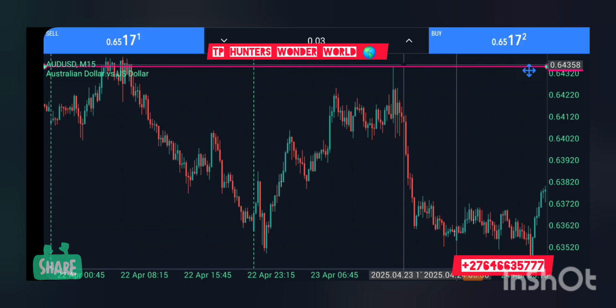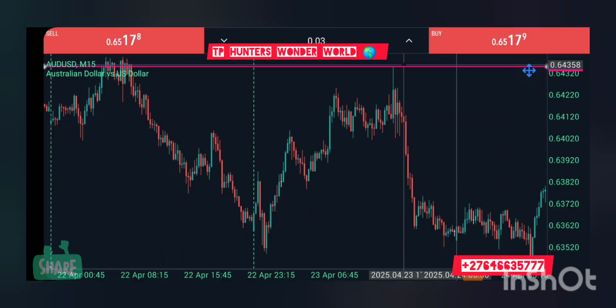Okay, so yeah, the Tphnter Wonderworld teaches you how to spot these traps before they happen. We train our traders to think liquidity hunters, not victims.